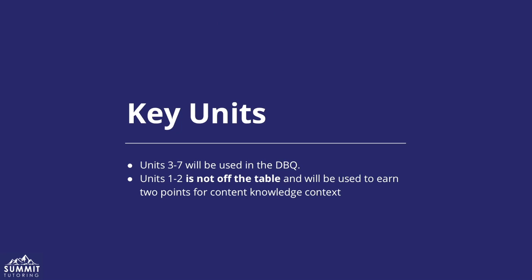So just to reinforce that idea one more time, because there's a lot of confusion on it, units 3 to 7 are going to be used on the DBQ, okay? And units 1 to 2, even though they're not off the table, they're only going to be used for those 2 points for the content knowledge outside of what you're being asked. That unit 1 and unit 2, again, is only going to be your external information that you can provide.